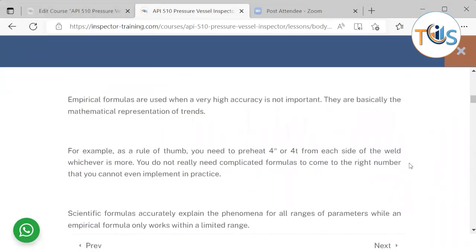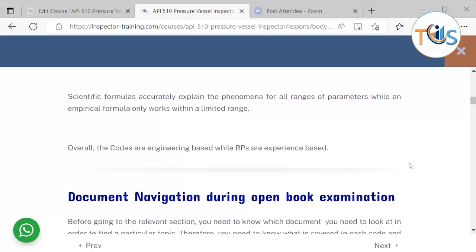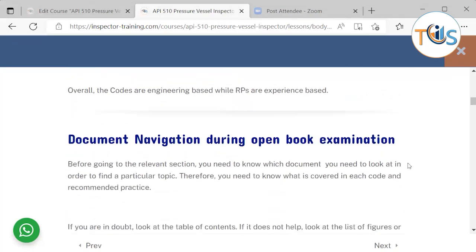So for example, in recommended practice, it always says if you want to preheat, do 4 inch or 4T, T being the thickness of the component from each side of the weld, whichever is more. It's not coming with a very scientific calculation telling you why that is the case. It just tells you that's it, and you take it at face value. You do not really need, for practice, to have a very complicated formula to come to the right number and all that. So in my opinion, the codes are mostly engineering based, while RPs are experience based.